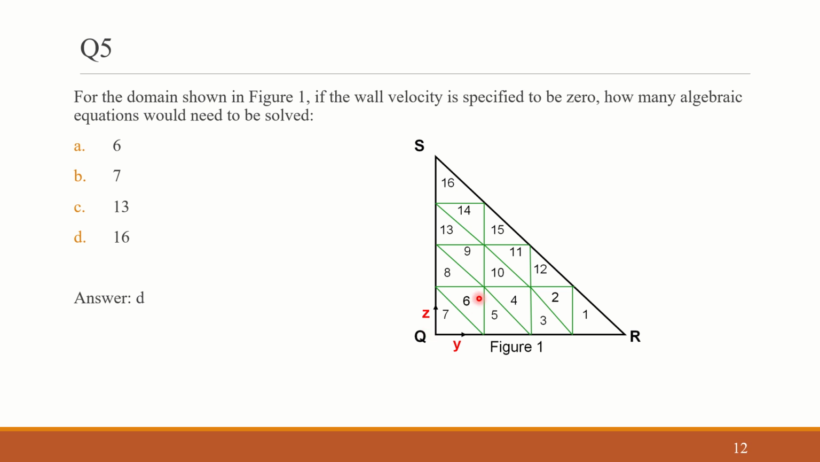And in those equations, some components or coefficients will be 0, because of the no slip boundary condition. That is, wall velocity is specified to be 0, so those terms may cancel out. But apart from that, we have 16 equations to solve, and we'll have 16 unknowns as well. So for the domain shown in figure 1, if the wall velocity is specified to be 0, how many algebraic equations would need to be solved? The answer is option D, that is 16.